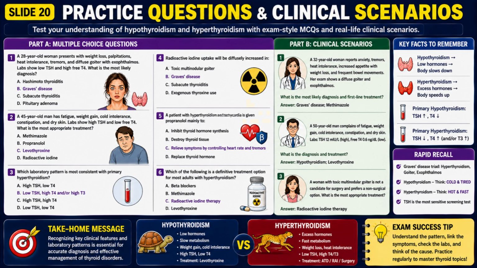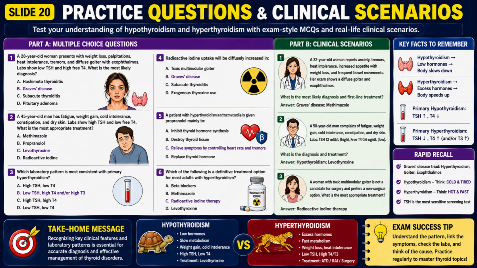To strengthen our understanding of thyroid disorders, let's apply the concepts we have learned to a few clinical situations and examination-style questions. Consider a young woman who presents with weight loss, palpitations, heat intolerance, tremors, and protruding eyes. Laboratory tests reveal low TSH and elevated T4 levels. The most likely diagnosis is Graves' disease, which is the most common cause of hyperthyroidism.